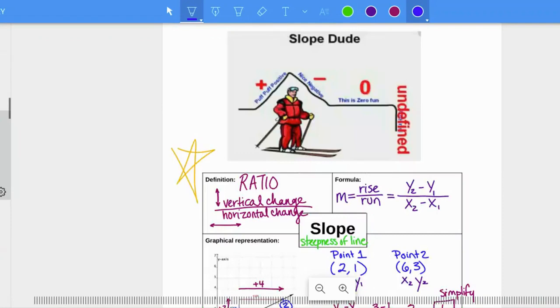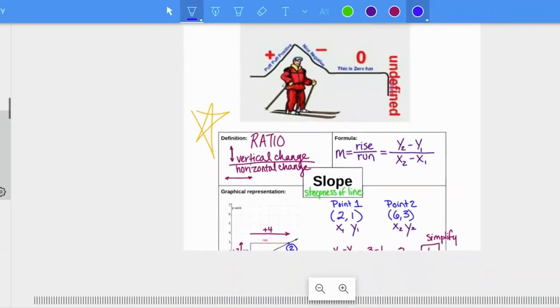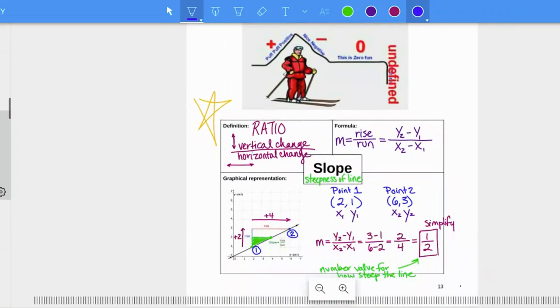All right, let's talk about calculating slope if we know 2 points. Right, so on page 13 in our notes, we wrote down the definition of slope, talked about what it means to be a ratio of a vertical change to a horizontal change. From a graph, it's very easy to identify rise over run. From 2 points, it's also very simple to calculate that value.